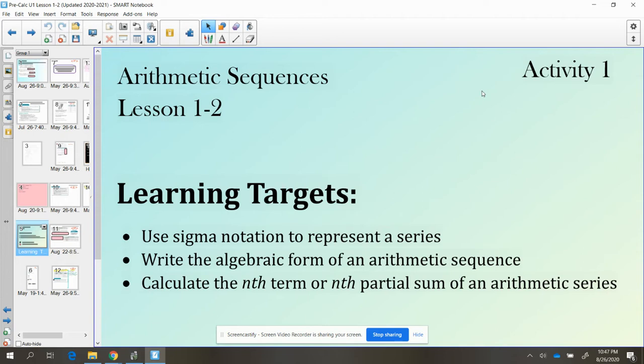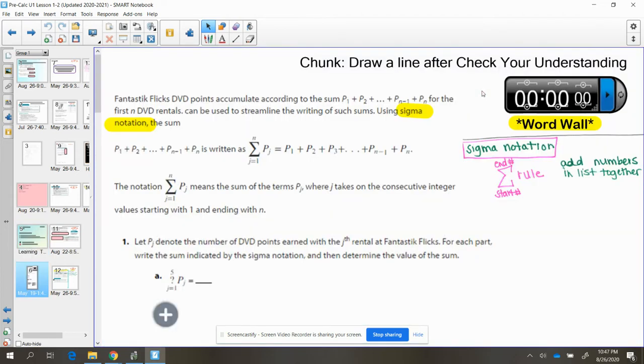So, fair warning. Now, today we're focusing on arithmetic sequences, specifically sigma notation to represent a series, and then moving into arithmetic sequences and finding partial sums of our arithmetic series. Okay. Now, we're starting right off here with some vocabulary and our good pal sigma notation.